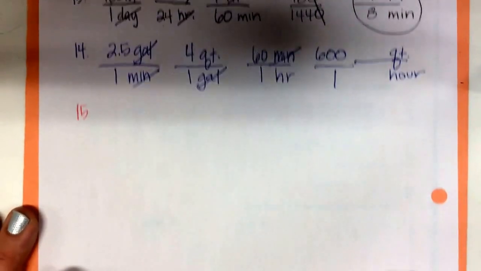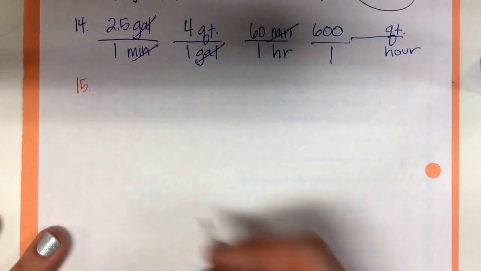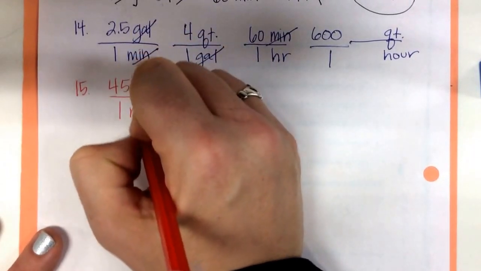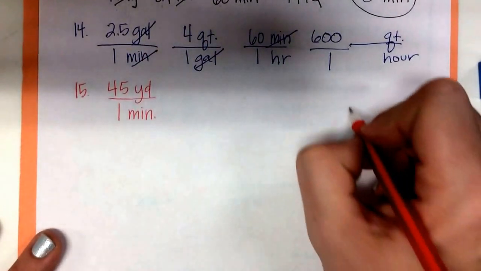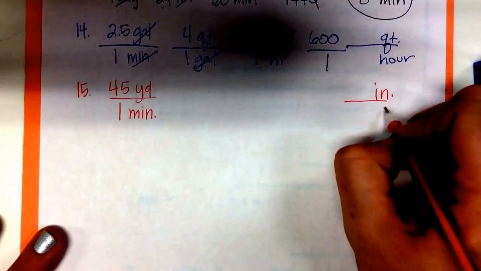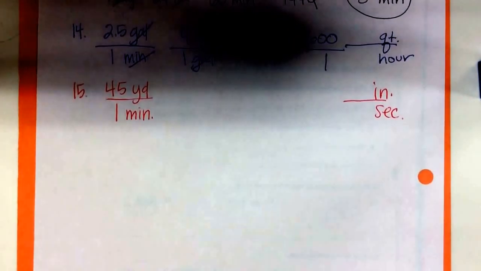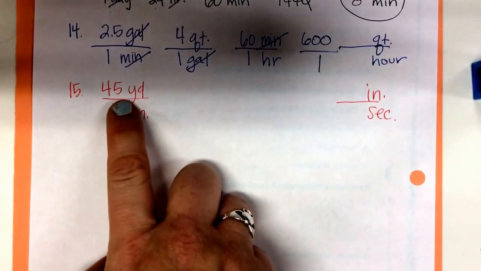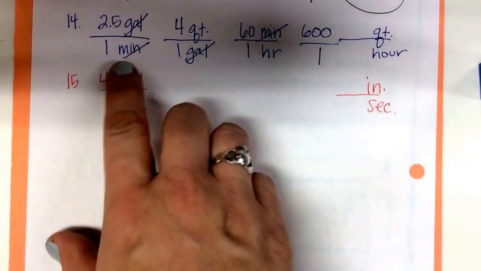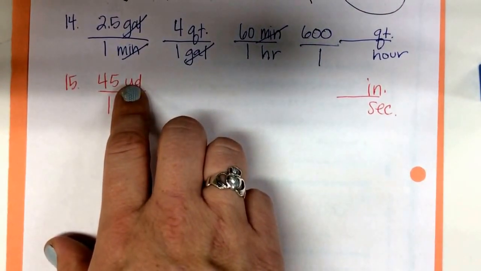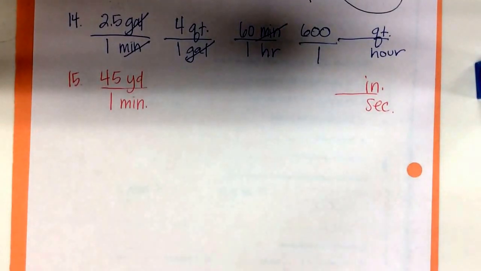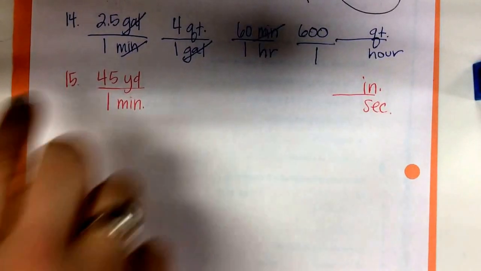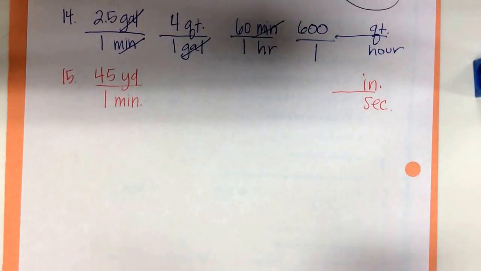Then we'll do 15. 45 yards in 1 minute to inches per second. Let's do the numerator first. 45 yards. I want to convert yards into inches. What do you know about yards? People can either say there's 3 feet in a yard and then change your feet into inches. Or some people know that 1 yard is 36 inches.